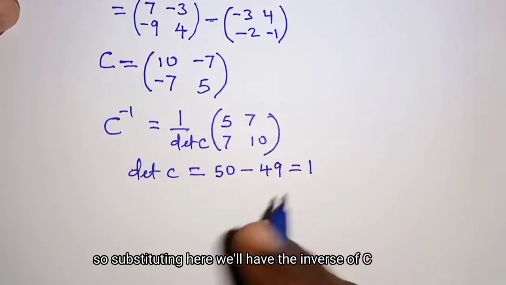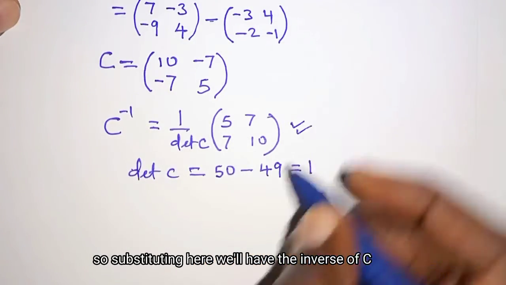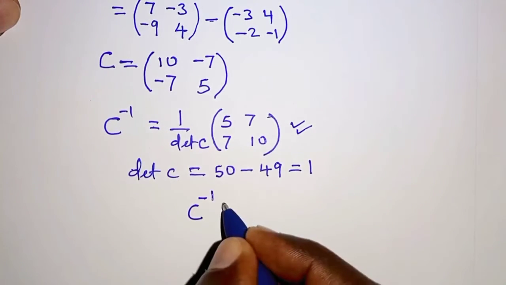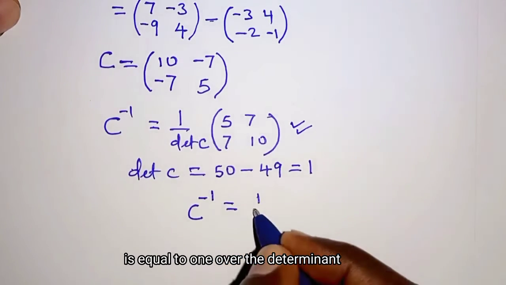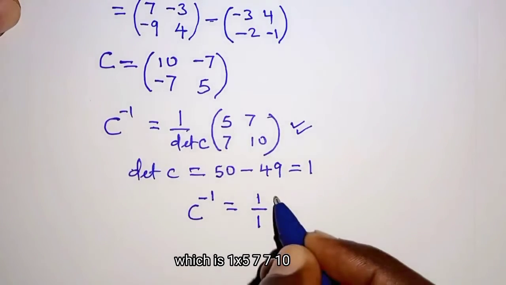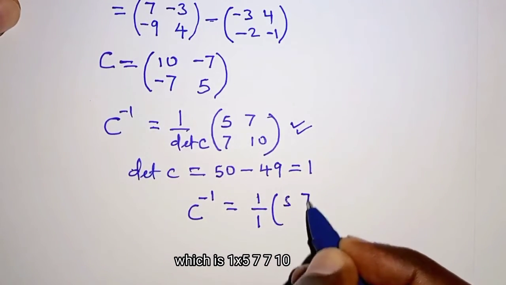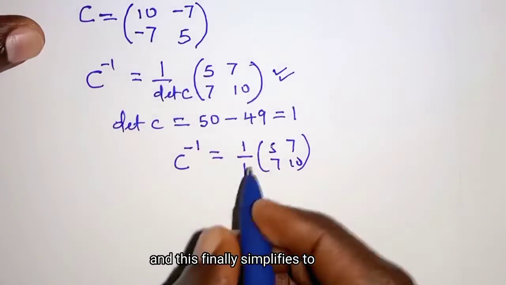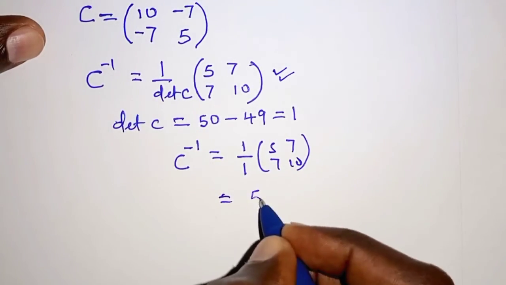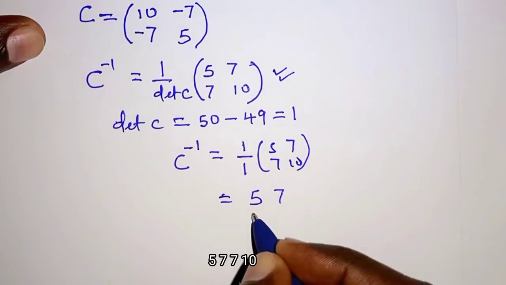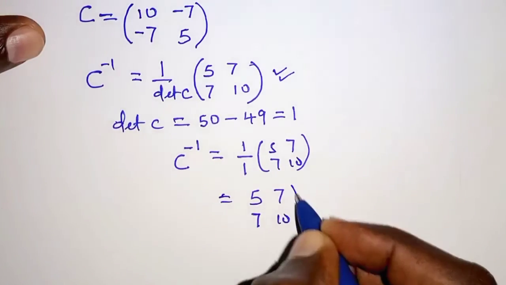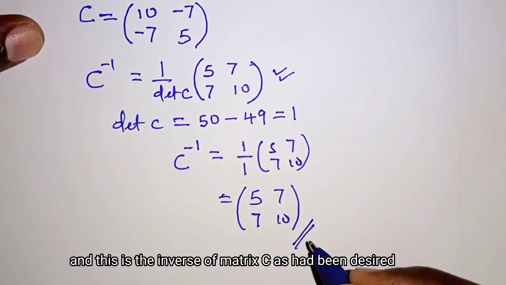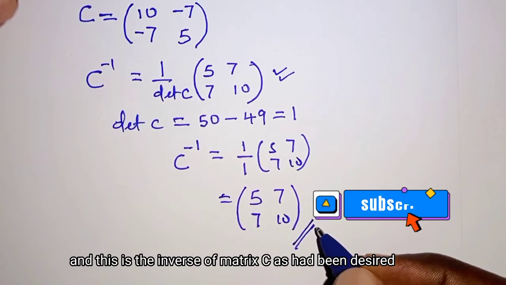So substituting here, we'll have the inverse of C is equal to 1 over the determinant, which is 1, times [5, 7; 7, 10]. And this finally simplifies to [5, 7; 7, 10]. And this is the inverse of matrix C as had been desired.